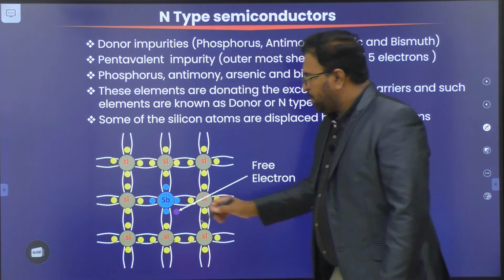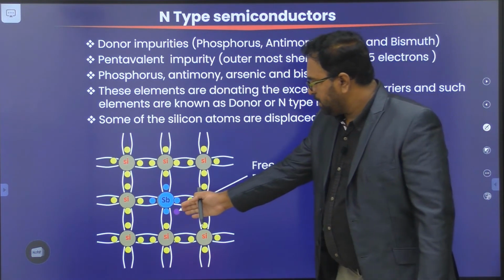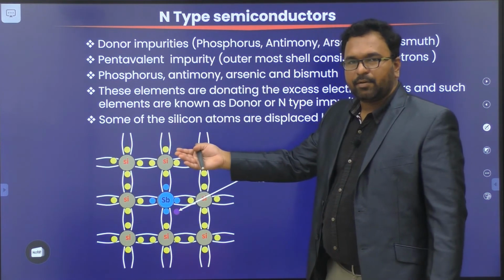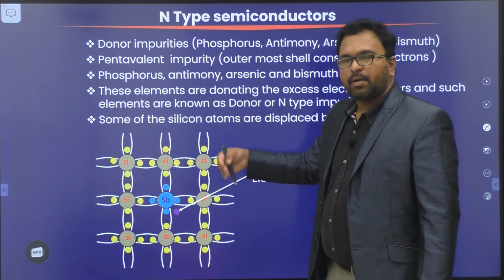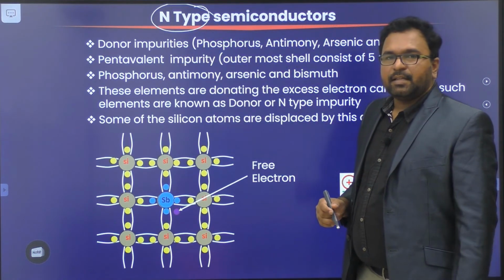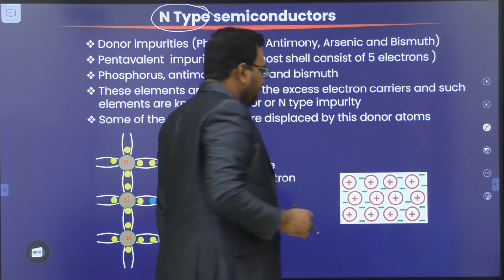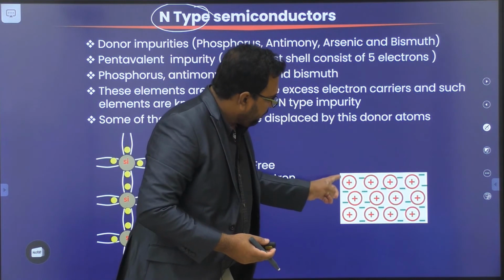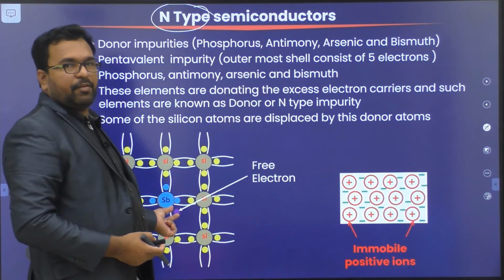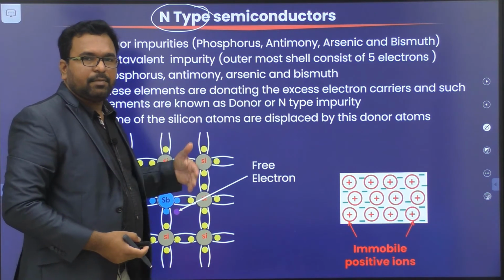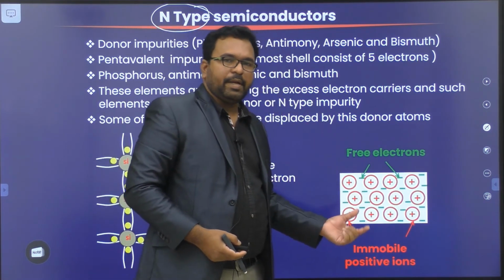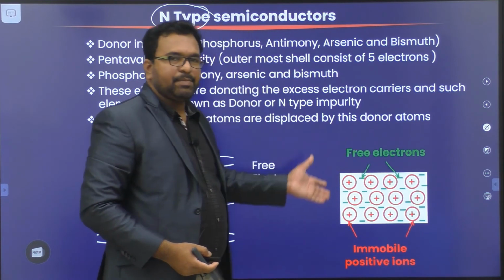Now, if you observe here, what are the majority charge carriers? Electrons, because if you add one more arsenic, you are going to get one more electron. So, when you add impurities, more electrons are present. That's why in an n-type semiconductor, the majority charge carriers are electrons. See here, the positive signs are bound. That means they are not mobile, they are immobile. And what about the electrons? They are free. They can freely move from the valence band to the conduction band. So, in an n-type semiconductor, we have free electrons and immobile positive ions. That's why we call it an n-type semiconductor.